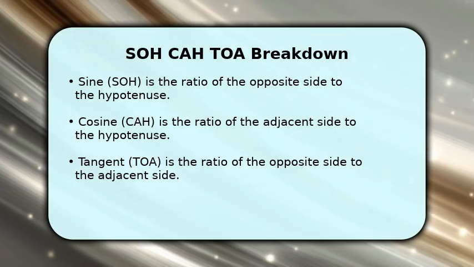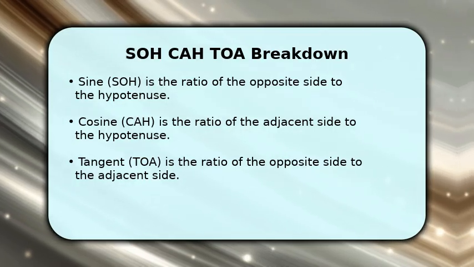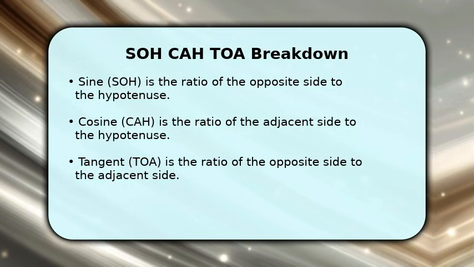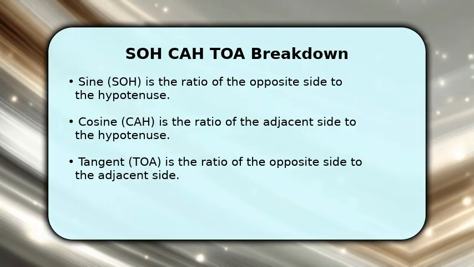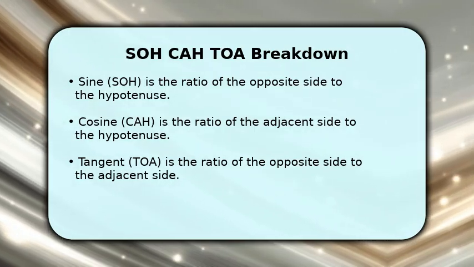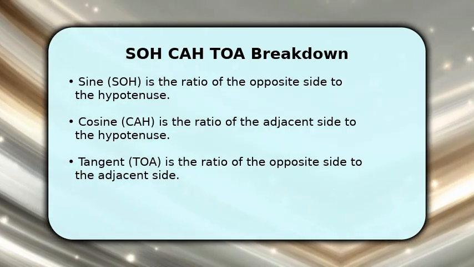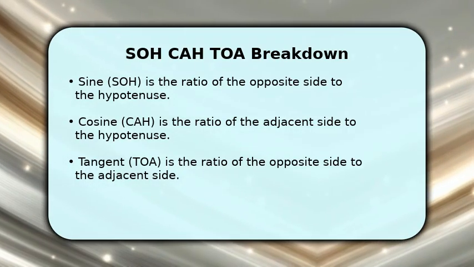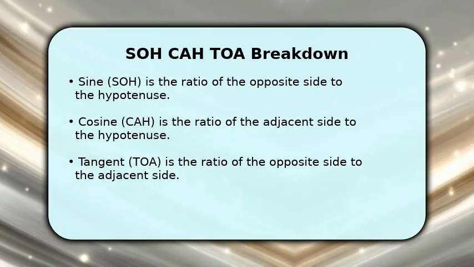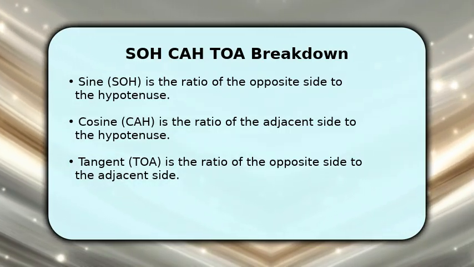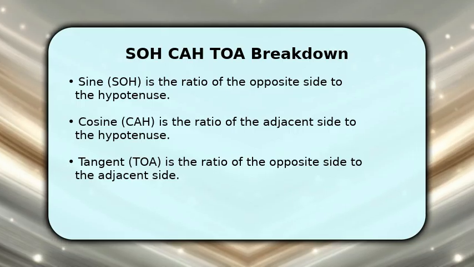Let's break down SOHCAHTOA. Sine, or SOH, represents the ratio of the side opposite an angle to the hypotenuse, the longest side. Cosine, or CAH, is the ratio of the side adjacent to the angle to the hypotenuse. Finally, tangent, or TOA, is the ratio of the side opposite the angle to the side adjacent to it. Understanding these three core ratios is crucial.